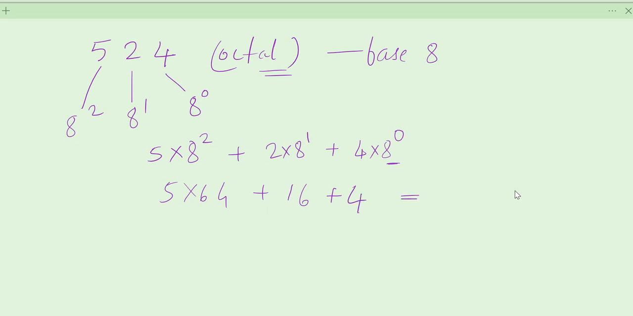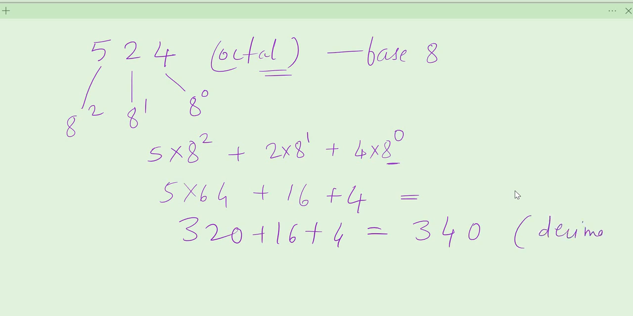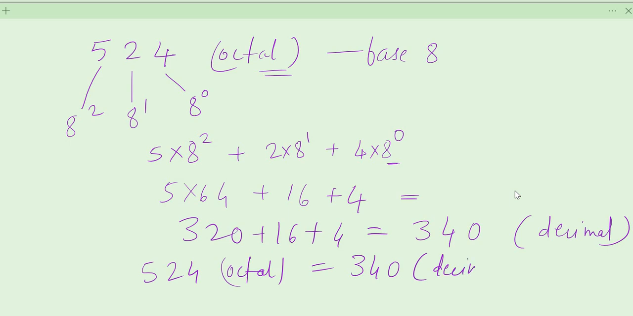So what we get is 64 into 5, 320. 320 plus 16 plus 4 equals 340. So 340 is the number in decimal. So what we get is that 524 octal is equivalent to 340 decimal. This is the way of conversion.